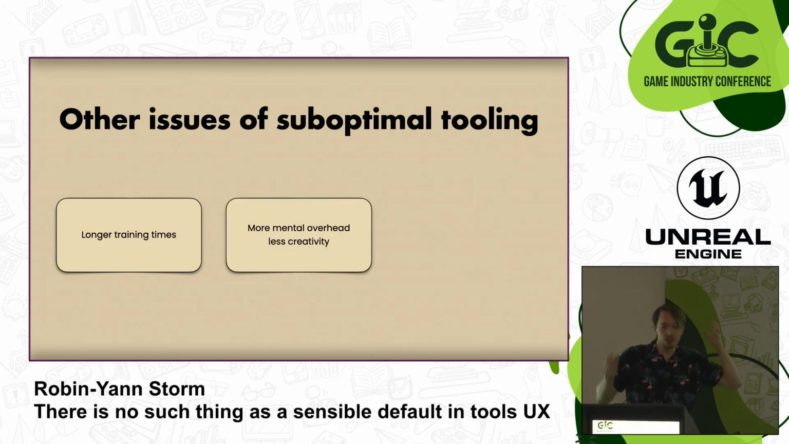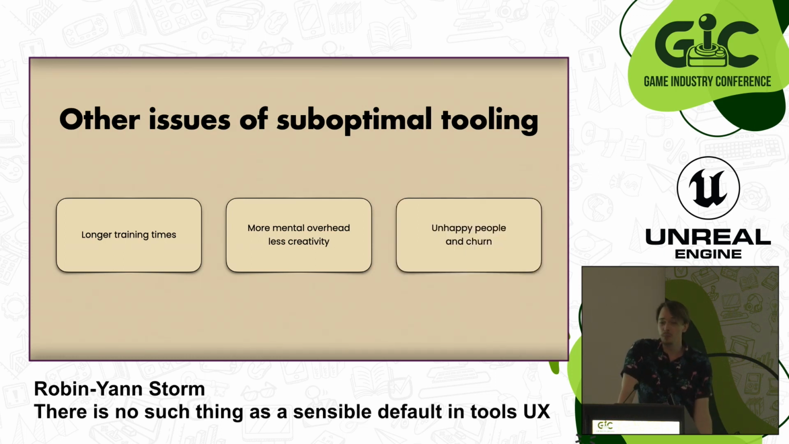And also, there's more mental overhead. You're busy thinking, okay, which warning do I need to ignore and which one not? Which error is bad and which one is not? Where do I need to find this thing? You can't be as creative. And also, you just have unhappy people and churn.